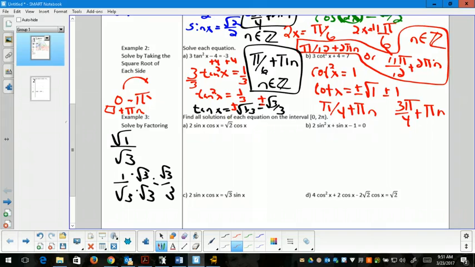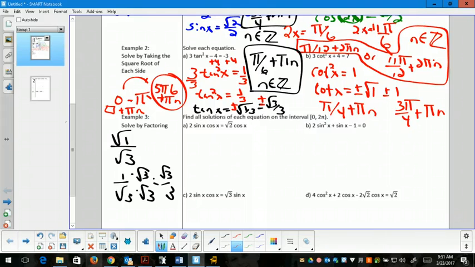This one, I missed the negative. So tangent would be that at 5 pi over 6. So we do have to add an answer to this. 5 pi over 6 plus pi n. Now, if I hadn't had the squared, how many answers would I have had? 1. But because I took the square root, there's the plus and the minus on that.